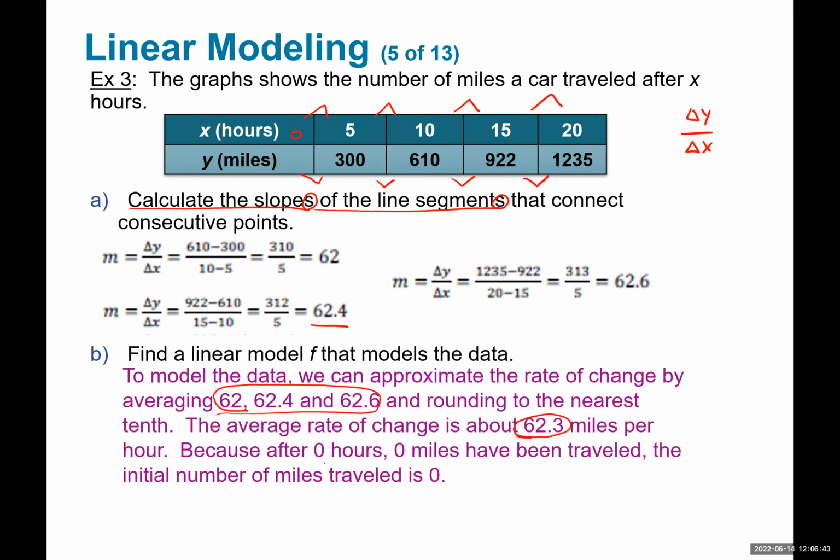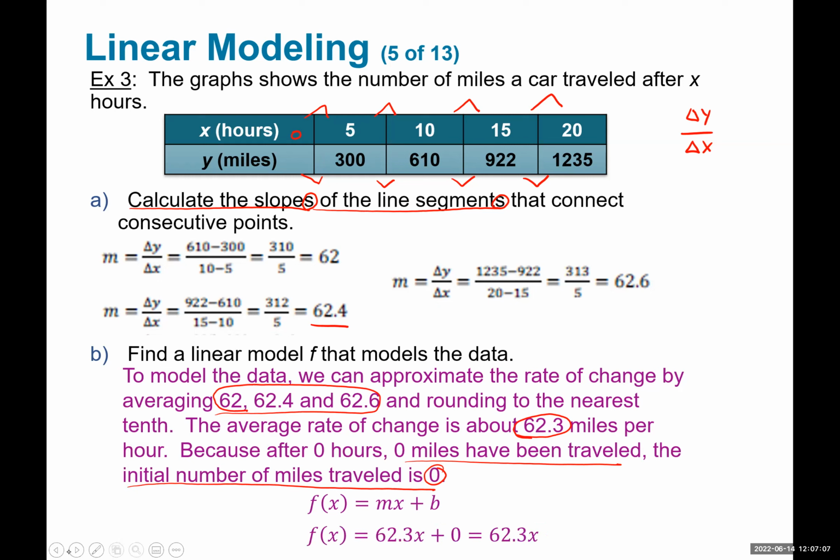And if we were to say 0 hours, well, that would have meant 0 miles were traveled. Because how can you travel any miles when you have no time traveled? That doesn't make sense. So we just say that our y-intercept is 0. And because that is the case, when we substitute these values in, we just get 62.3 times x. And we can approximate and see if that really works.